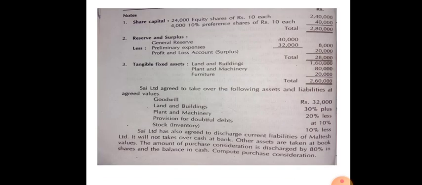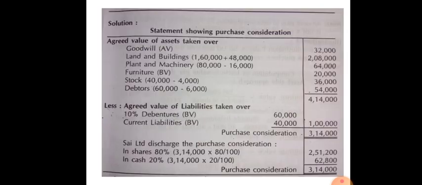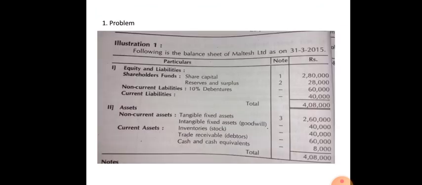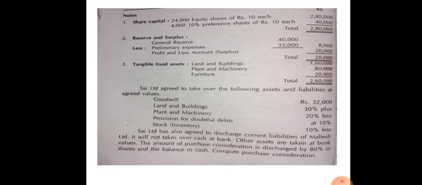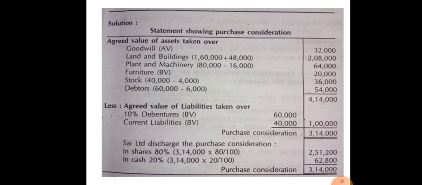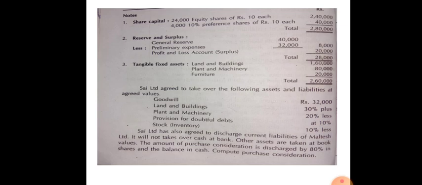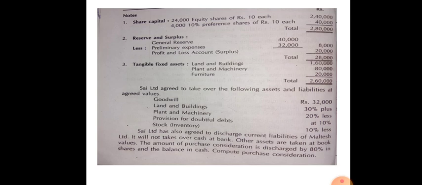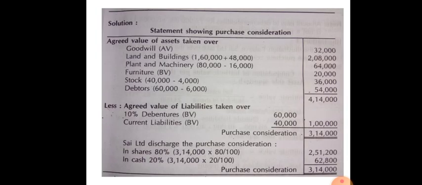Next, furniture 20,000. Book value as it is we have to take, because fair value is not given, so book value 20,000. Next, stock. Stock is given in the balance sheet as rupees 40,000, and in the fair value, stock inventory is 10% less. This 10% we have to minus from 40,000. 40,000 minus 4,000 is 36,000. Next, debtors. The debtors are given in the balance sheet as rupees 60,000, and here a provision for bad debts is at 10%. So this 10% we have to minus, which gives 54,000.